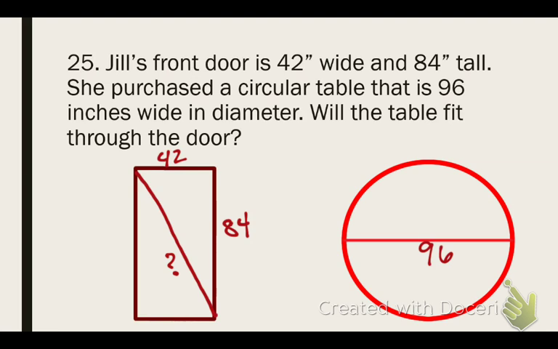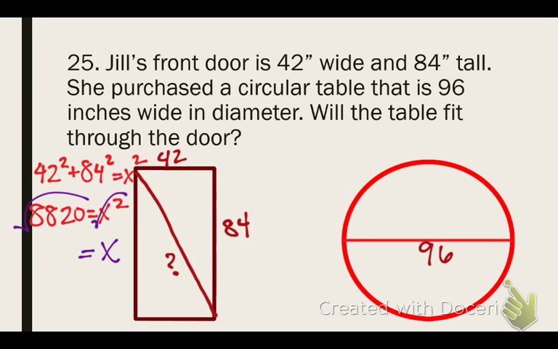The Pythagorean theorem. So I'm going to ask for a little bit of a shortcut. Go ahead and type in 42 squared plus 84 squared. 8,820. We still solve like normal. Take the square root. What does x equal? Approximately 90. I would say about 94. About 94.